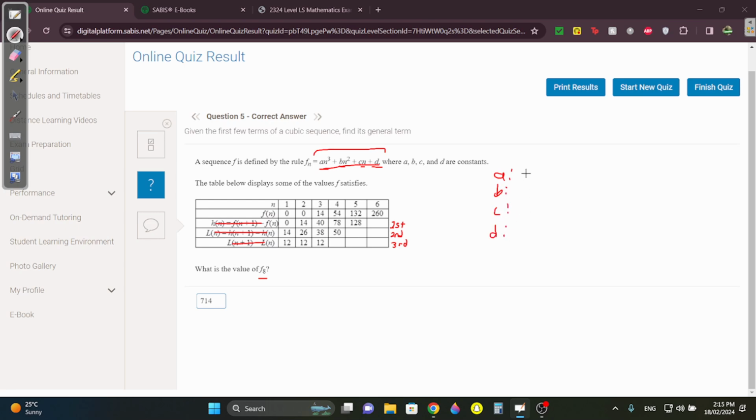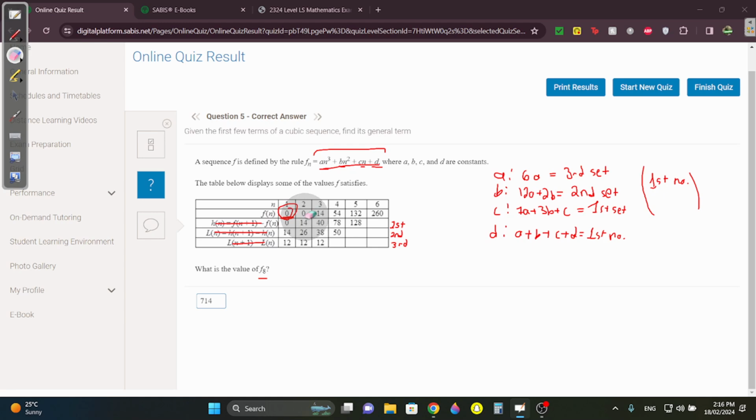Obviously, you have formulas. 6a equals the constant difference, or let's just say the third set. 12a plus 2b equals the second set. And when I say second set, third set, it's always the first number of that set. 7a plus 3b plus c equals the first set. And the last one is always a plus b plus c plus d equals the first number. In this case, the first number is 0. Let's solve this.